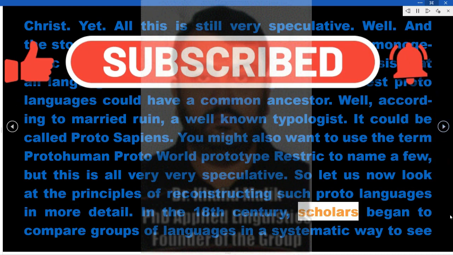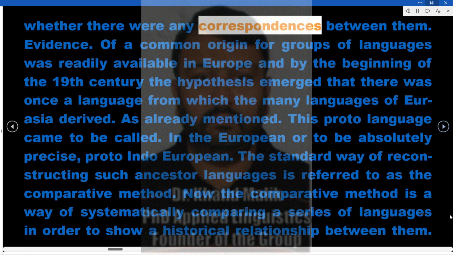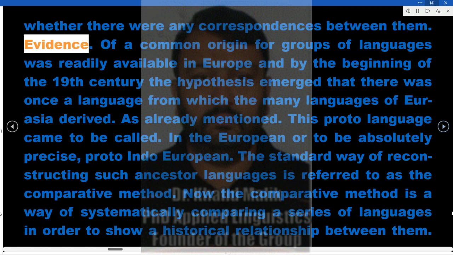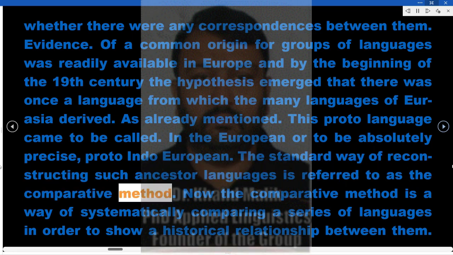In the 18th century, scholars began to compare groups of languages in a systematic way to see whether there were any correspondences between them. Evidence of a common origin for groups of languages was readily available in Europe, and by the beginning of the 19th century the hypothesis emerged that there was once a language from which the many languages of Eurasia derived. As already mentioned, this proto-language came to be called Indo-European, or to be absolutely precise, Proto-Indo-European. The standard way of reconstructing such ancestor languages is referred to as the comparative method.